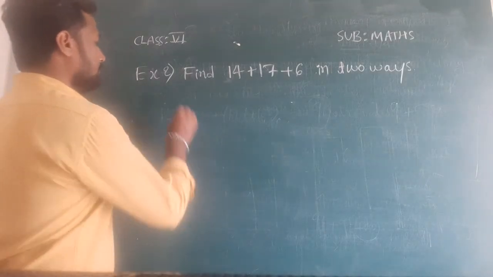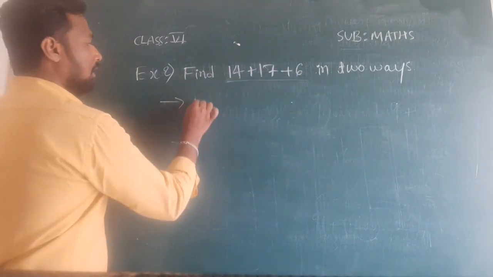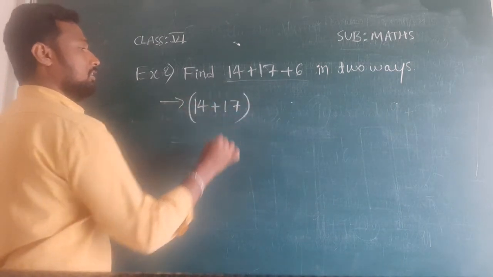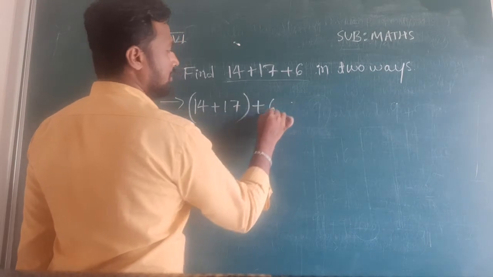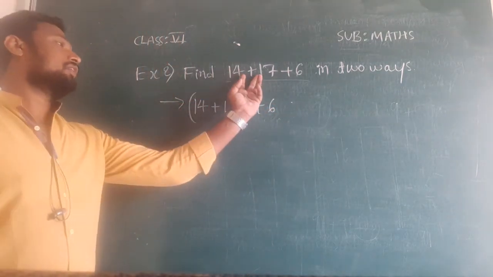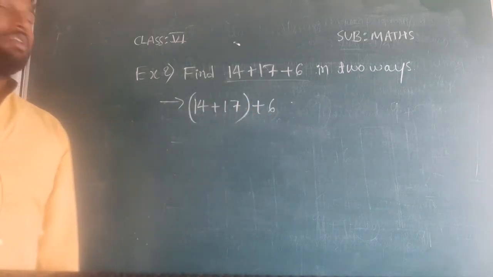So now we have to add these numbers in two ways. Means I will write 14 plus 17 inside the bracket plus 6. This is associative property. First I have written the first two numbers inside the bracket and the last digit outside the bracket.